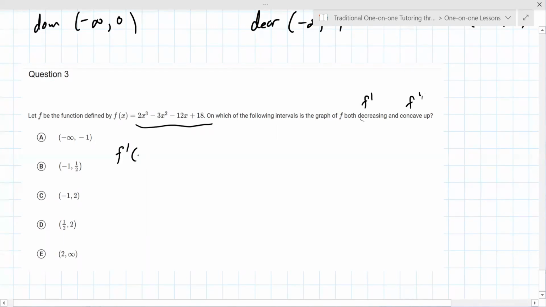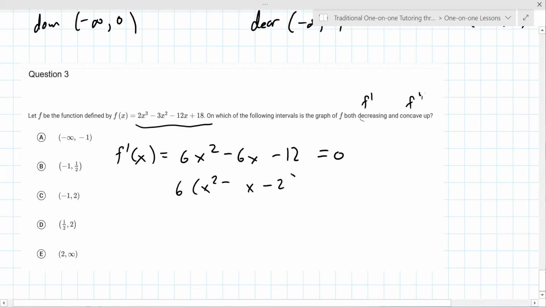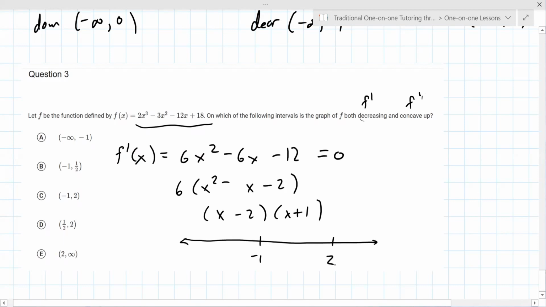So take your first derivative, set it equal to 0, and then you want to factor that. And you definitely want to make a little sign chart here. Let me know when you get it caught up to this point because I want to show you a small shortcut here, possibly.